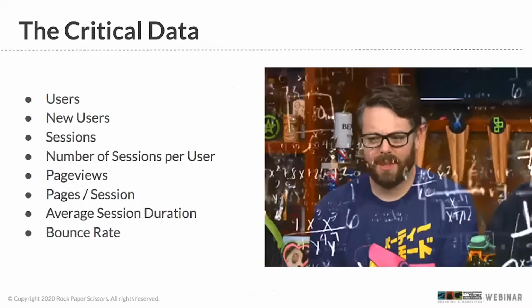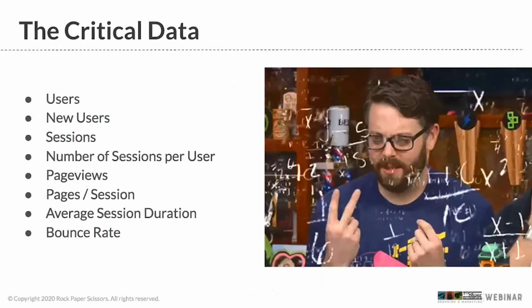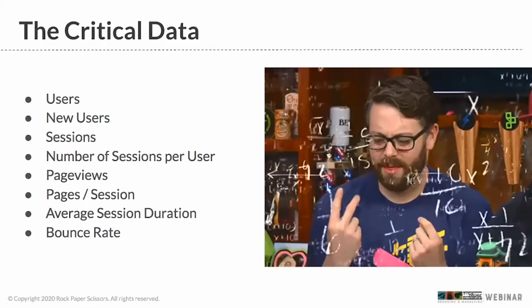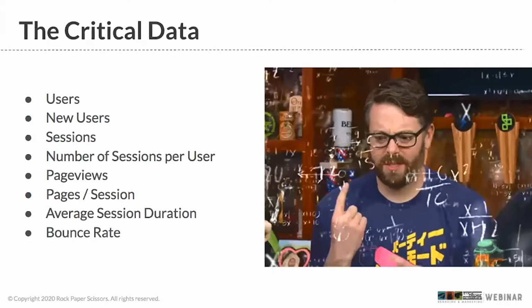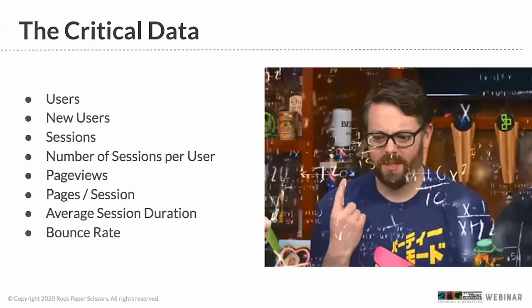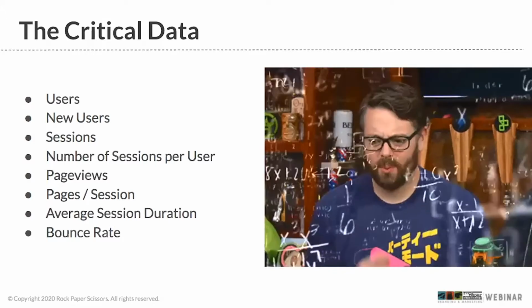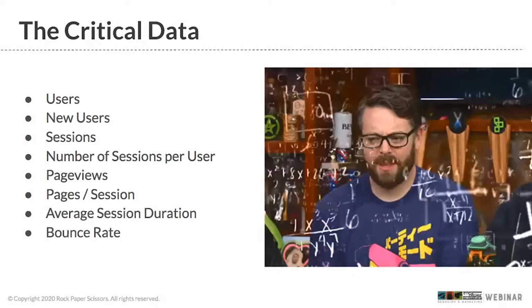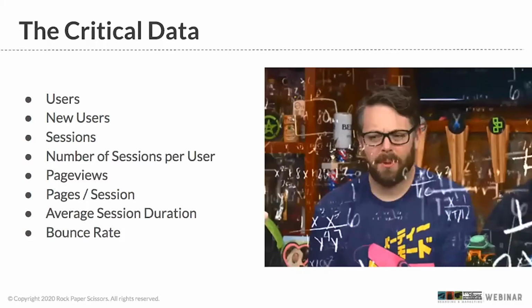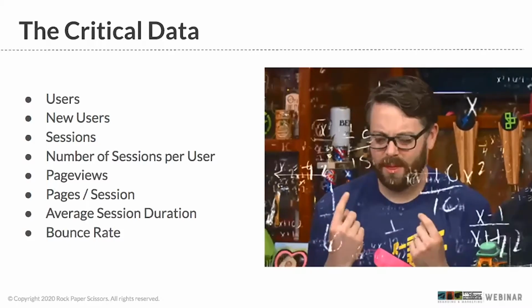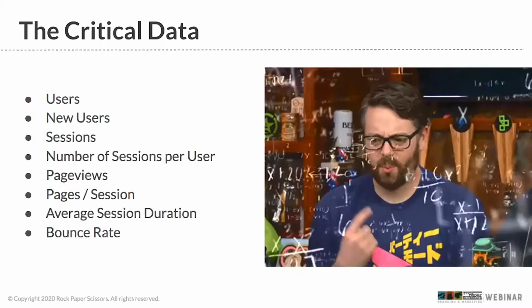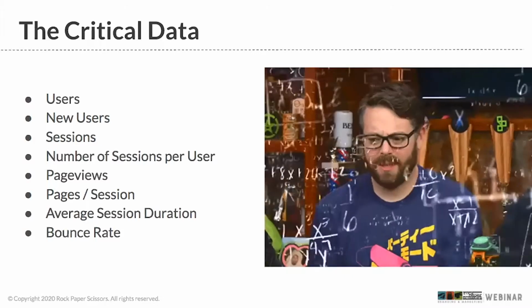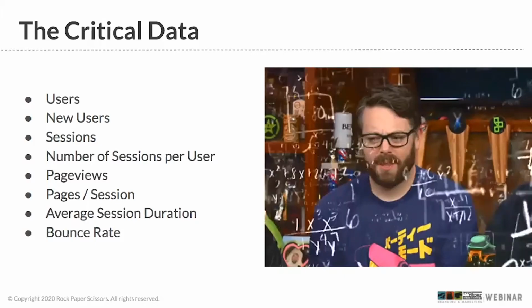Absolutely. As we've mentioned, Google Analytics collects a lot of data, so it can be hard to know what information you need versus the information it would be nice to look at. If you don't look at anything else, looking at these specific numbers will make checking it a lot easier and let you know what is critical. Let's look at each one of these: users, new users, sessions, number of sessions per user, page views, pages per session, average session duration, and bounce rate.